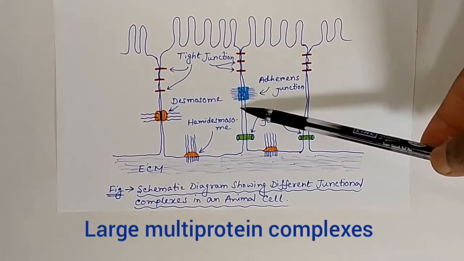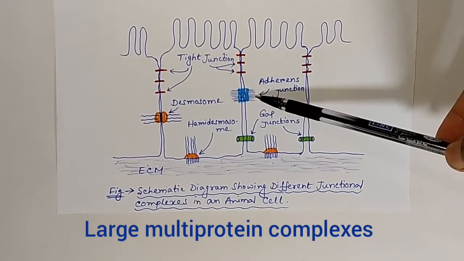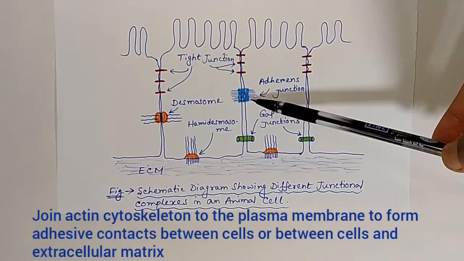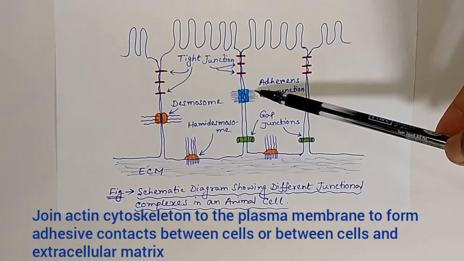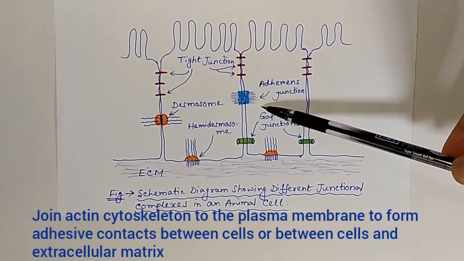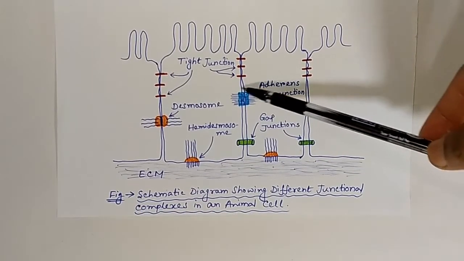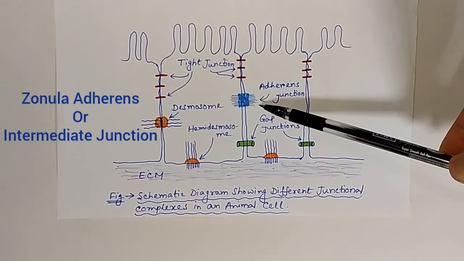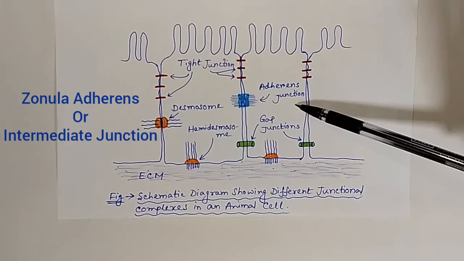Adherens junctions are large multiprotein complexes that join the actin cytoskeleton to the plasma membrane to form adhesive contacts between cells or between cells and extracellular matrix. The adherens junctions are also known as zonula adherens or intermediate junctions.